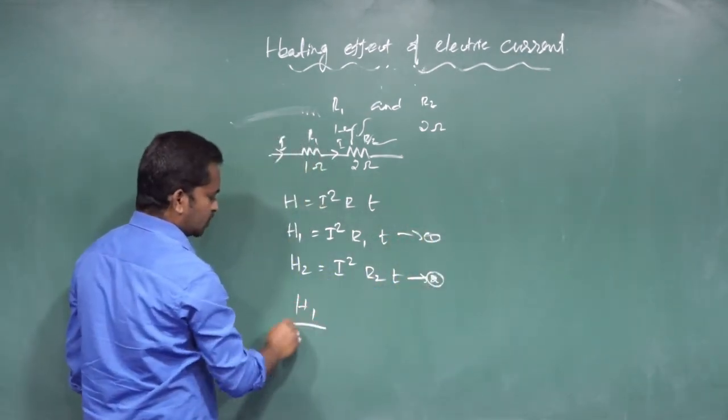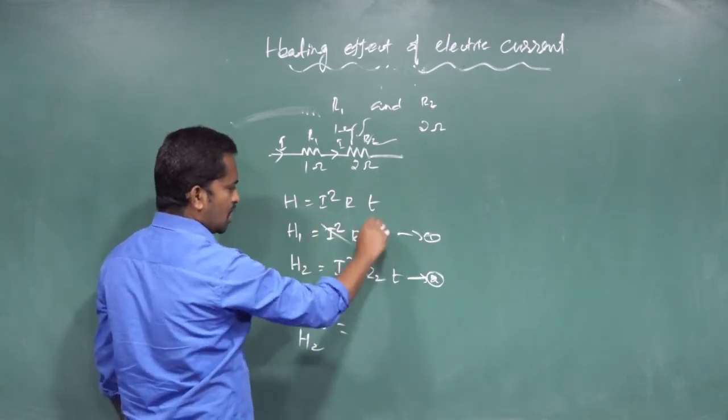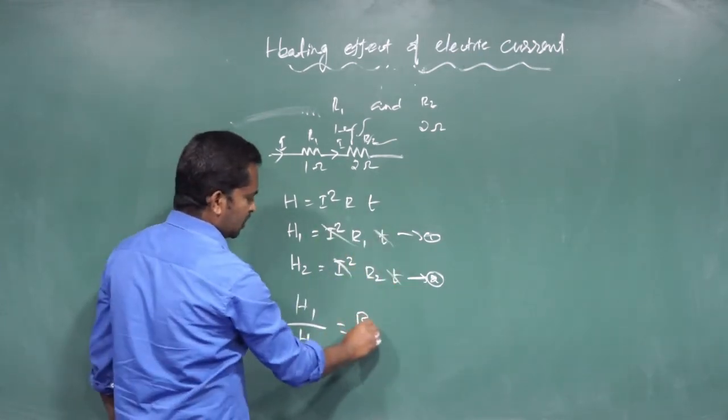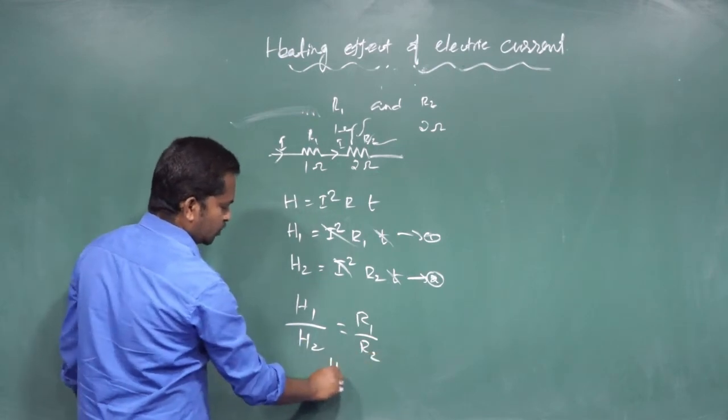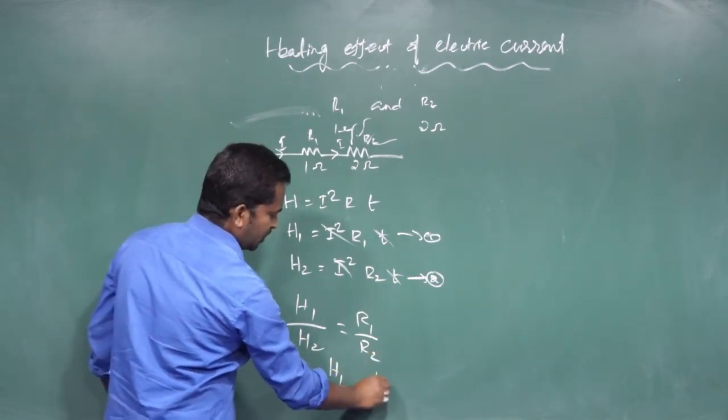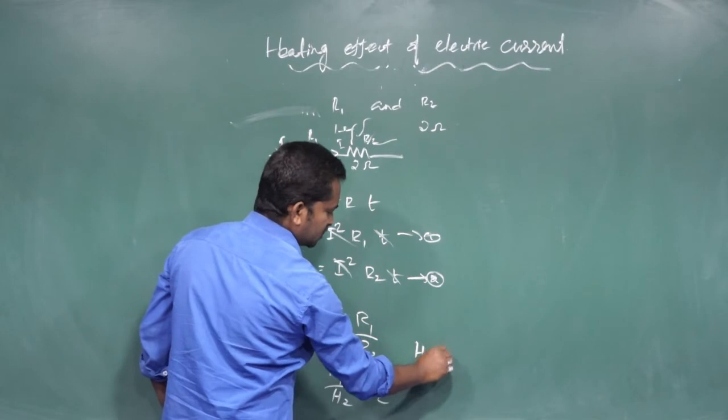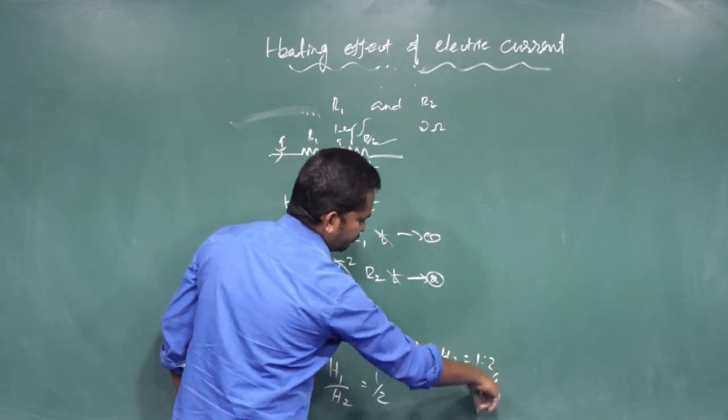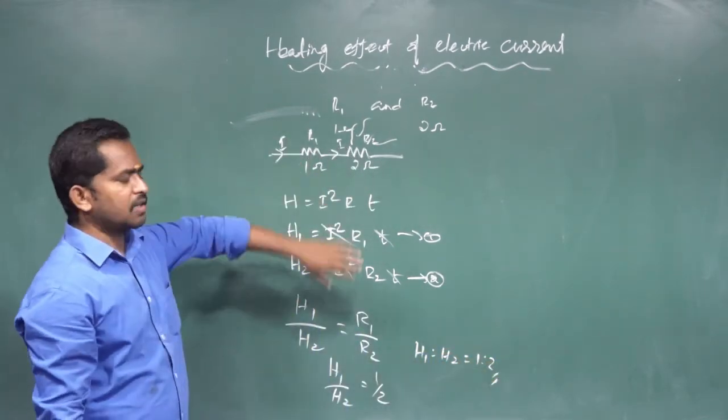So dividing the equations, H1 divided by H2 is equal to I squared R1 T divided by I squared R2 T. I squared and T cancel, so R1 divided by R2. So H1 divided by H2 is equal to 1 divided by 2. So H1 to H2 is equal to 1:2, because they are connected in series.